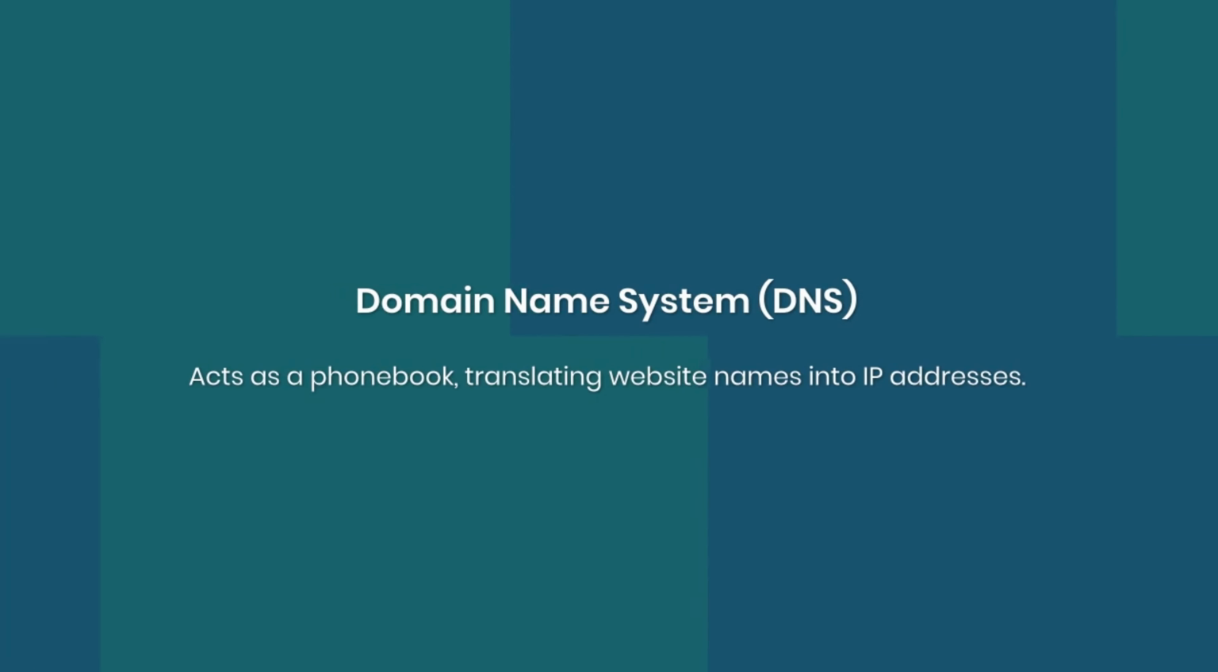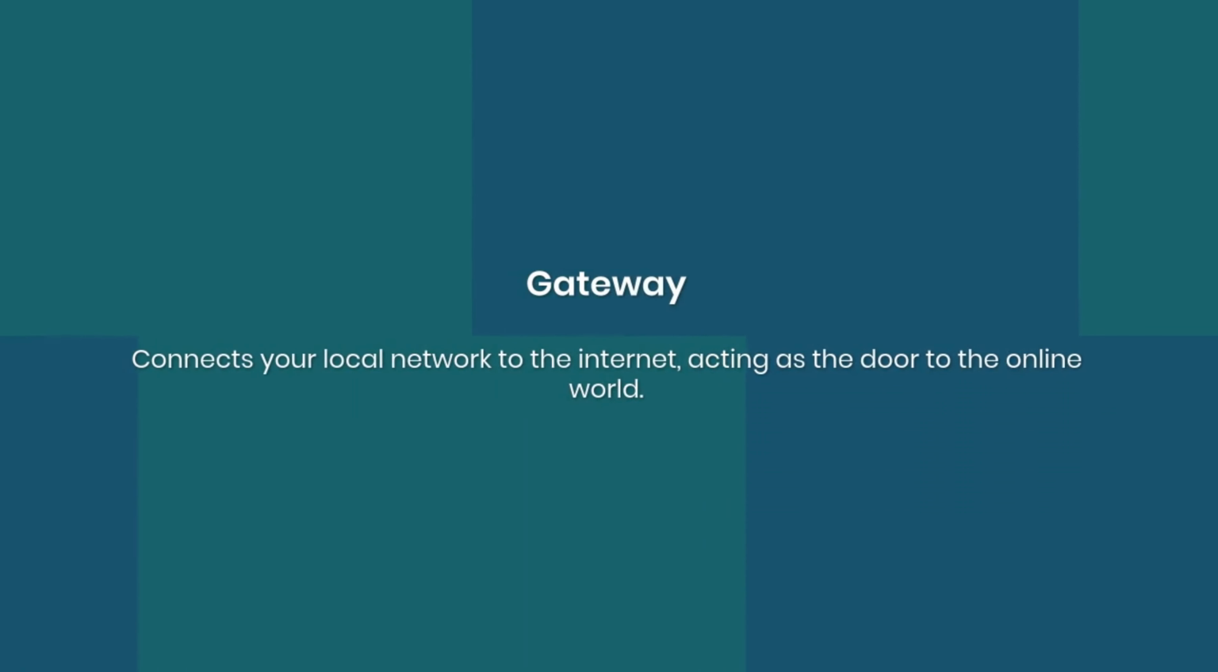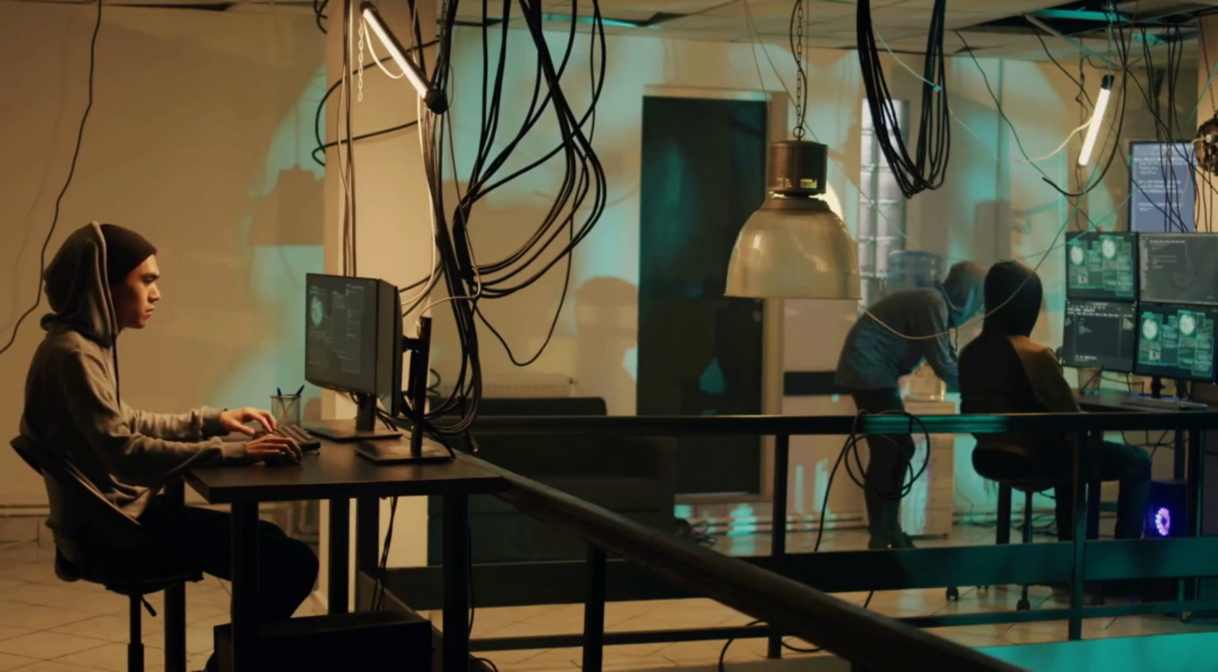Next, the domain name system, or DNS, acts as a phone book, translating website names like google.com into IP addresses computers use. A gateway, often your router, connects your local network to the internet, acting as the door to the online world. Firewalls protect your network by filtering traffic and blocking unauthorized access.